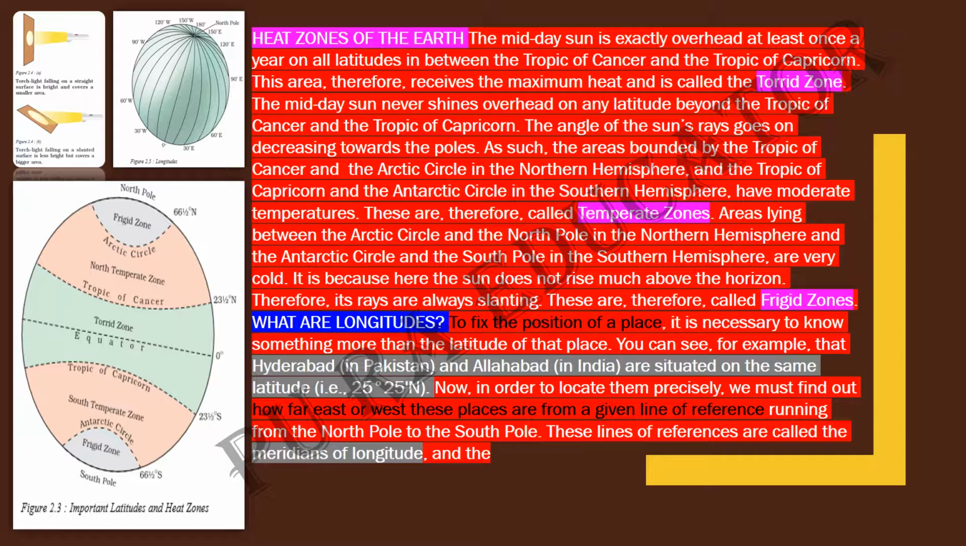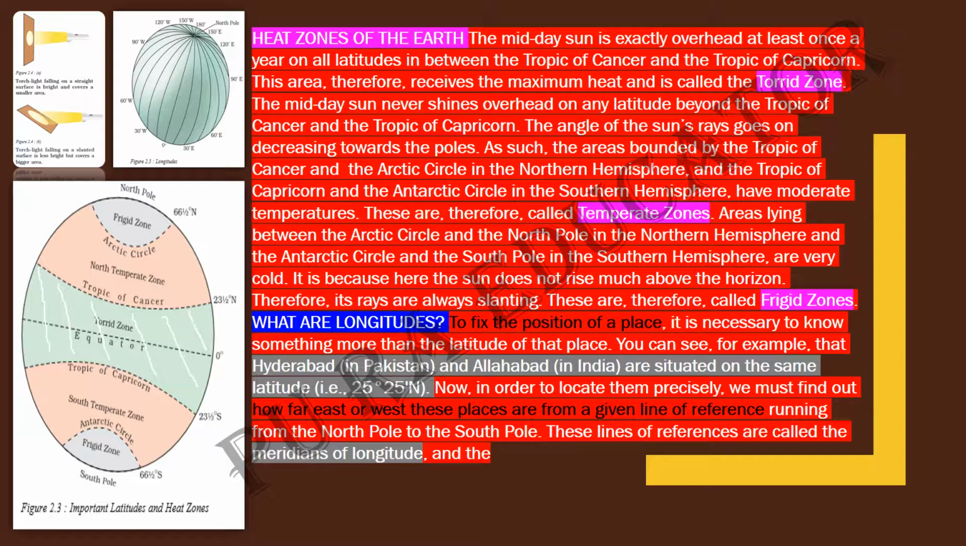Here I will mention these zones. The area between, see friends, I am drawing it. This area between Tropic of Cancer and Capricorn is known as torrid zone. Why is it known as torrid zone? Because the sun is overhead all the time throughout the 12 months. So it is known as torrid zone due to the maximum heat received on this land.